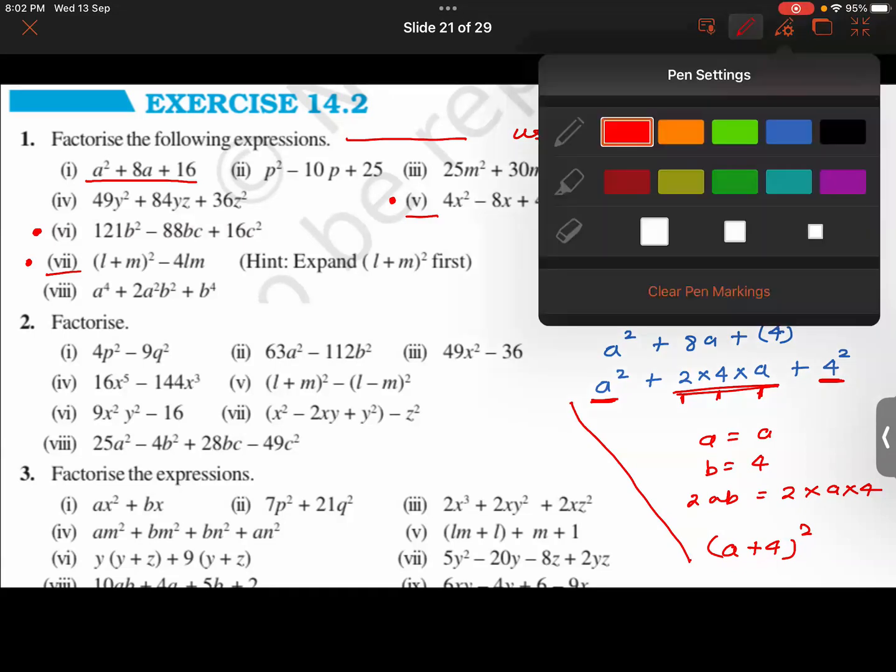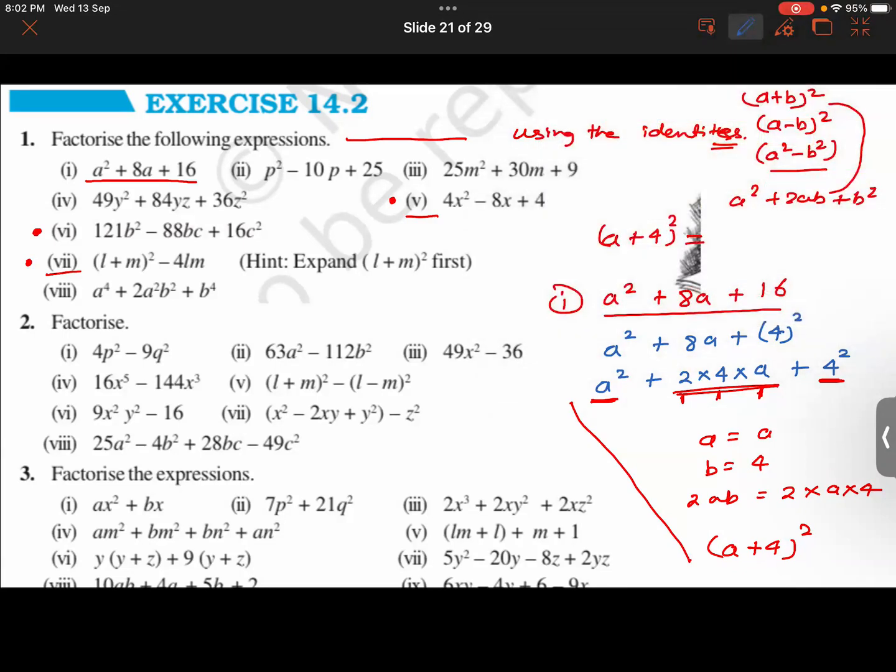See here, Ahmed, you also pay attention here. A plus b whole square is equal to a square plus 2ab plus b square. So here it will be a square. B is 4 here now. So b square you will be writing as 16. Very good. And 2ab, that is 2 times a times 4, that is 8a now. Yes, Ahmed and Arham.